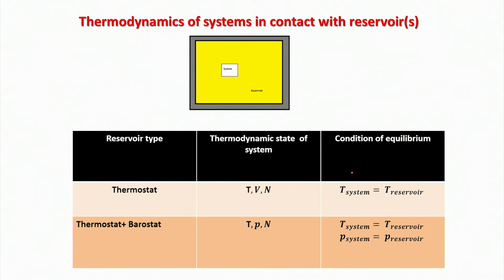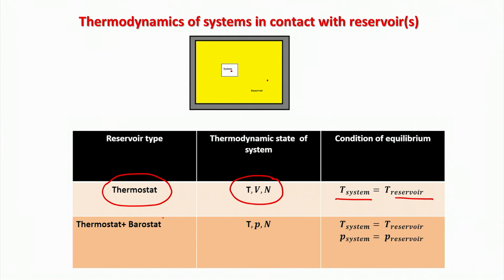So these are the ideas about how we define equilibrium condition in a system which is in contact with a reservoir. For example, if you have put it in contact with a thermostat, we would say that the system is in contact with a thermal reservoir. In that case, the thermodynamic state of the system in the initial and the final state would be characterized by a combination of temperature, volume and number of particles, and the condition of equilibrium between the system and the thermostat is that the temperature of the system is equal to the temperature of the reservoir.